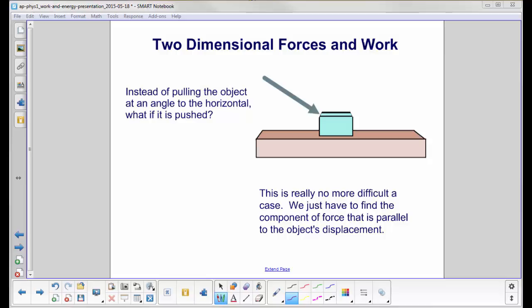Instead of pulling the object at an angle to the horizontal, what if it is pushed? What changes? It's really no more difficult a case. We still have to find the component of the force that is parallel to the object's displacement.